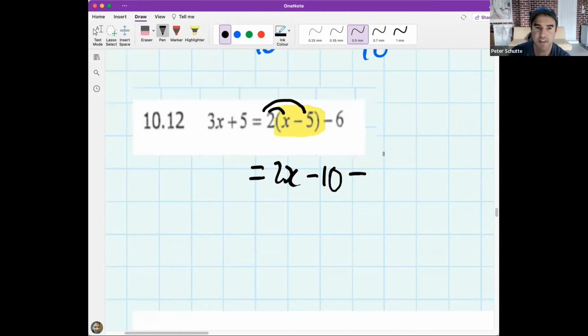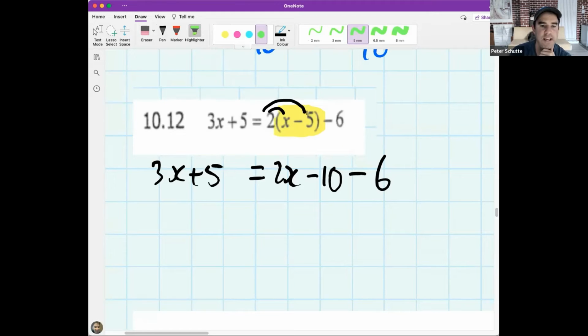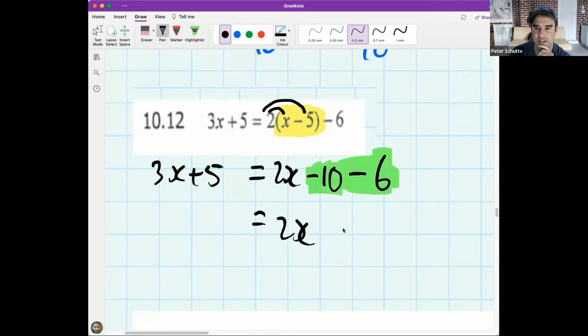So that would be my first step. So notice how I've just rewritten the left-hand side. Now, Tandi, if you look at the next step, what do you think I'm going to do next? Or what would you do next here? Group the like terms. Exactly. And so for me, the like terms at the moment would be these two. And so can you help me by telling me what minus 10 minus 6 is going to be?